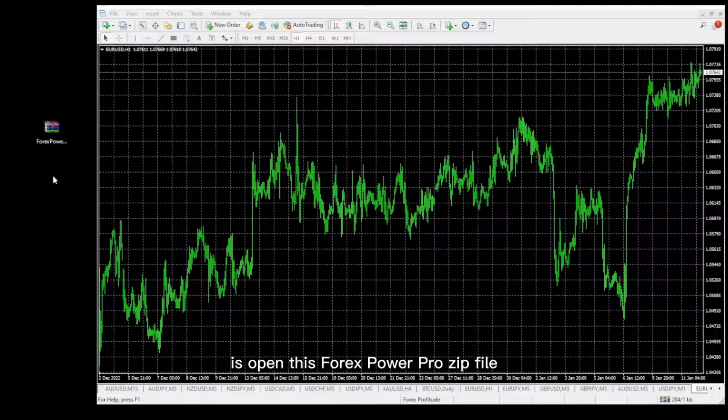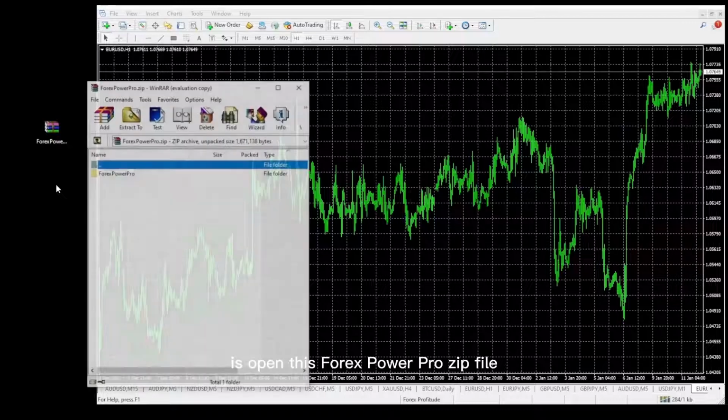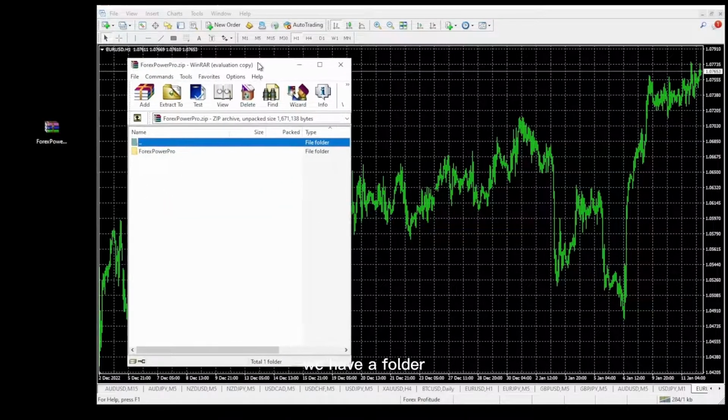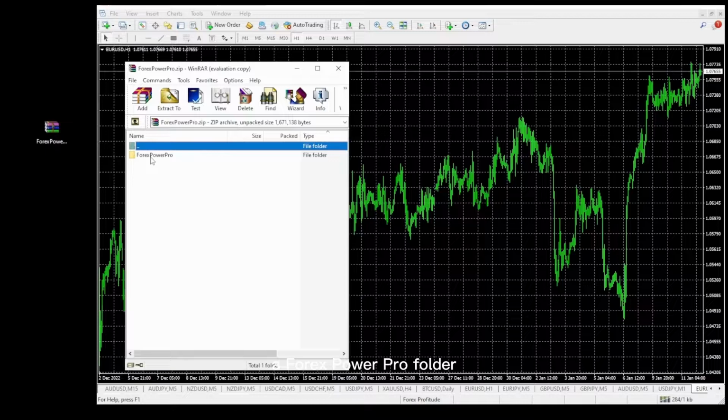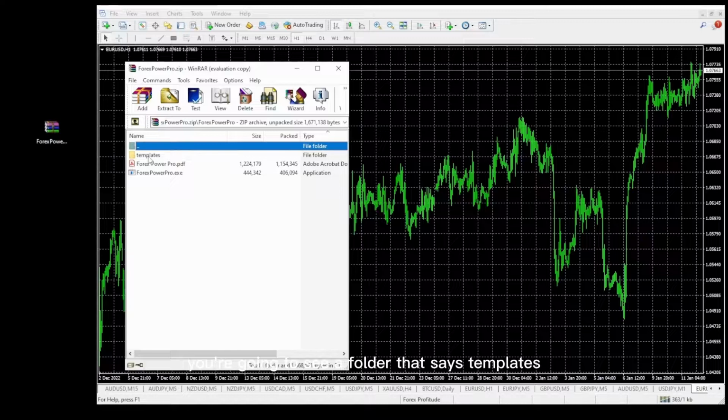Now, the first thing I want to do is open this Forex Power Pro zip file. And inside, we'll see we have a Forex Power Pro folder. Now, the one thing I want to mention before we continue is I use a program called WinRAR, and with WinRAR, I can manipulate these files within the zip folder. You may need to extract these files to your desktop. If you do, go ahead and do that. But once that's the case, open the Forex Power Pro folder, and inside the folder, you're going to see a PDF manual. You're going to see a folder that says templates, and you're going to see a Forex Power Pro exe file. This exe file is the auto installer.